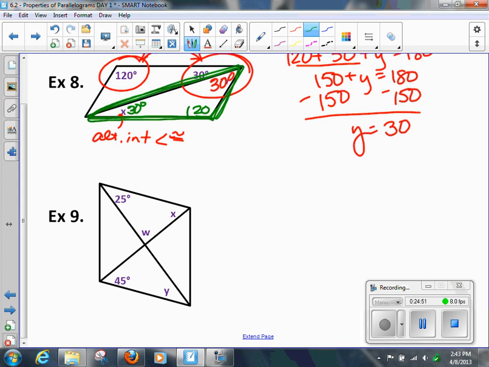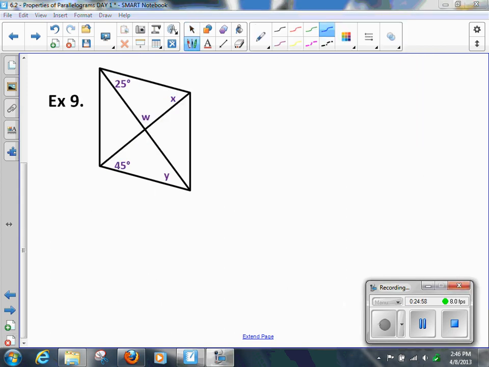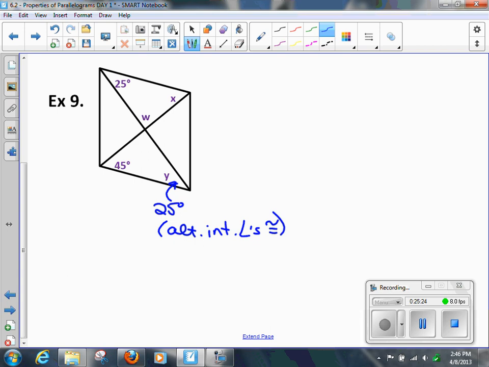Hey, see what you can do with example 9. Where did we even start? Opposite what? You pick one. 25. What else is 25? Why? Is it opposite? Is it alternate interior? It's alternate interior. Okay, I'll buy that. Alternate interior angles are congruent.